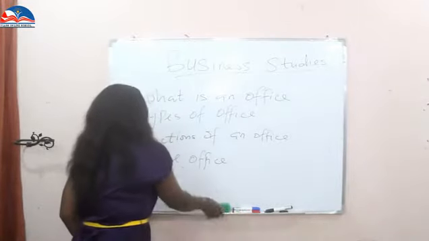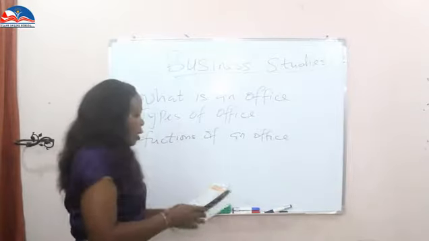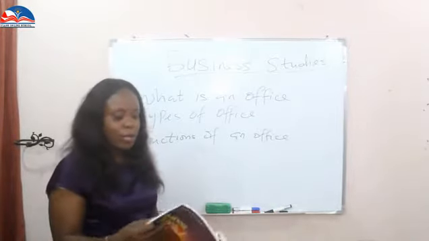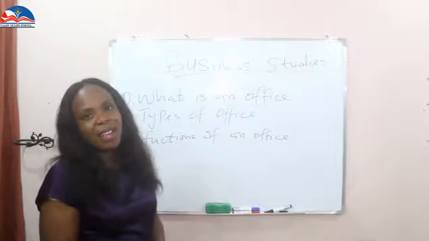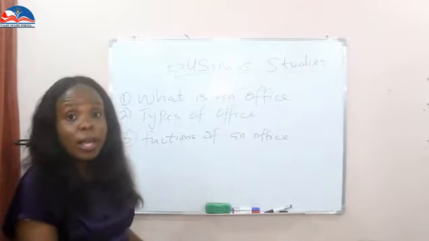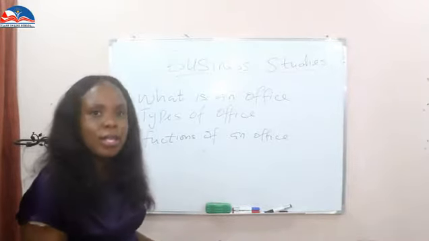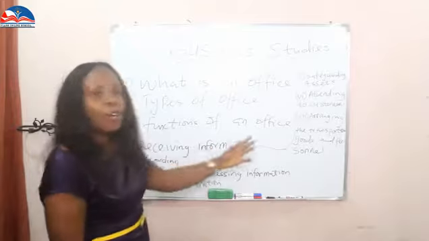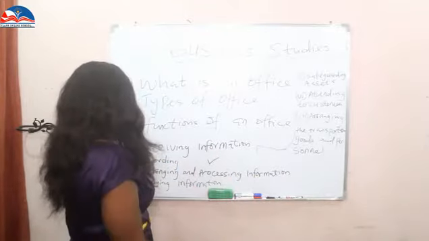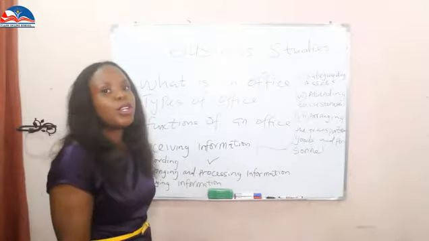Now, having talked about the types of office, I want to talk about the functions of an office. Every office has its own function. What are the functions that an office has? I want to list about 5 or 6 functions. We'll have a number of functions. The first one is the office is meant to receive information.